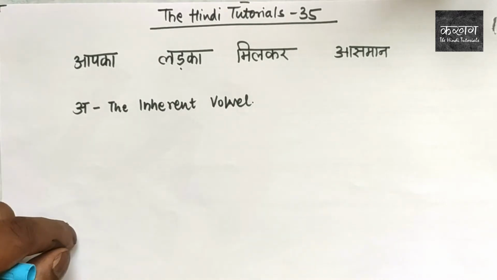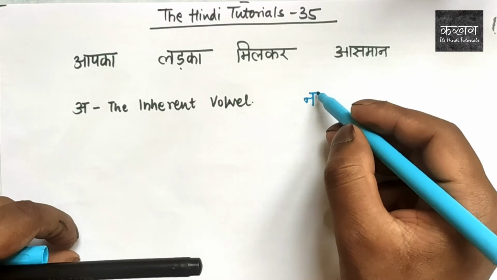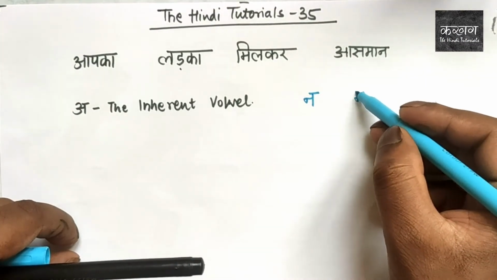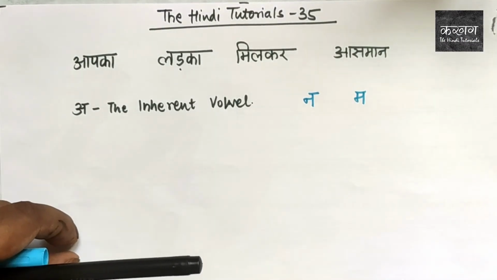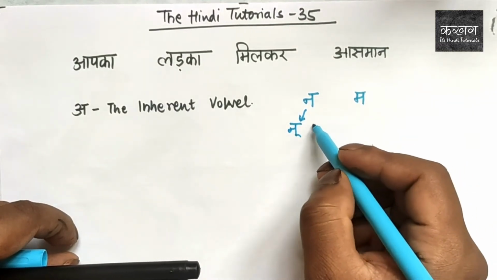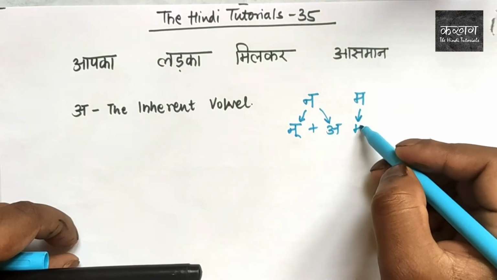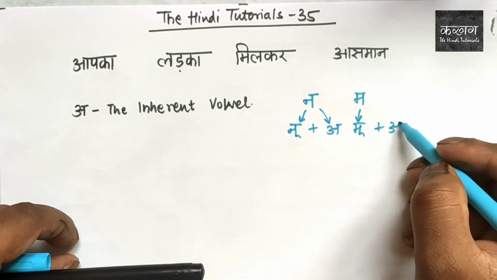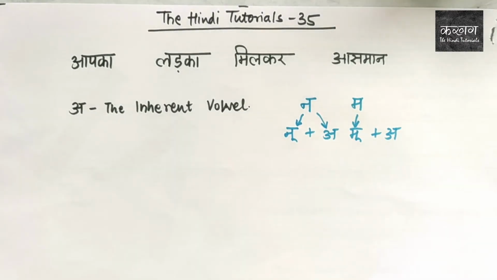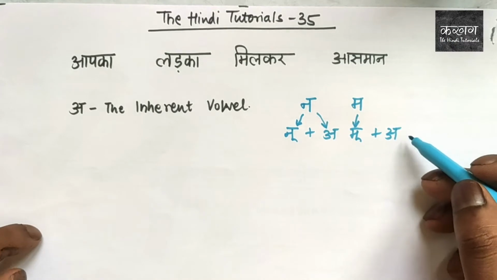We all know that whenever we write a consonant in this form, it has the vowel a also. This contains the consonant n plus the vowel a. This contains m plus the vowel a. In this lesson we are going to learn when we don't pronounce this inherent vowel a.